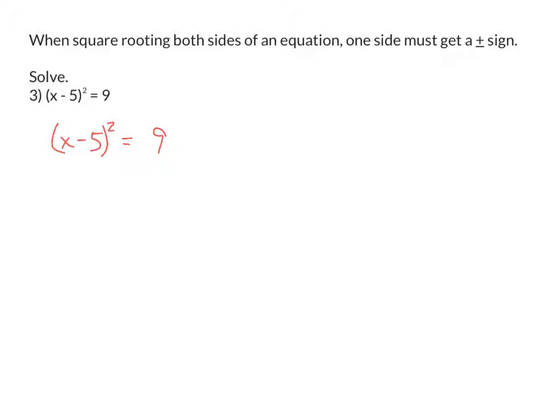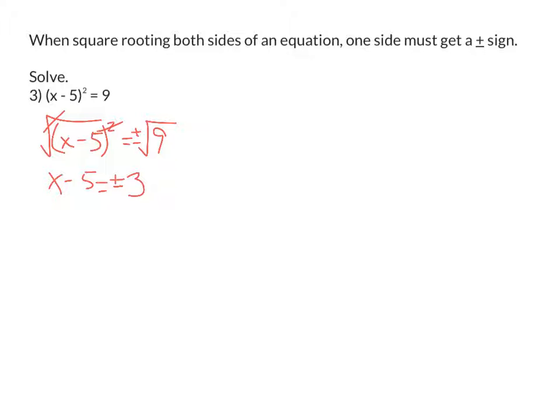and I'll do so by square rooting both sides of the equation. Now when I do that, just like it says at the top, that one side needs a plus or minus, and I'll put that with the number, the square root of 9. Square roots and squares cancel, so we have x minus 5 only on the left equals plus or minus, and then the square root of 9 becomes 3.